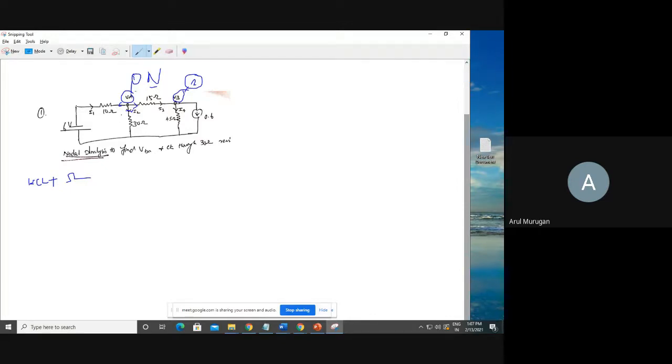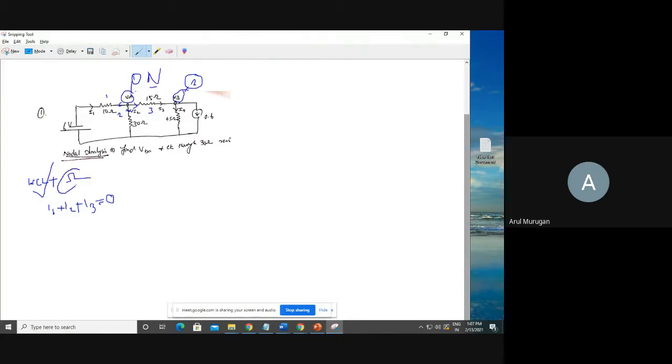How many lines are there? 1, 2, 3 lines. So we give I1, I2, I3. Write I1 plus I2 plus I3 equal to 0. This is the first equation I have written. This is called Kirchhoff's current law.